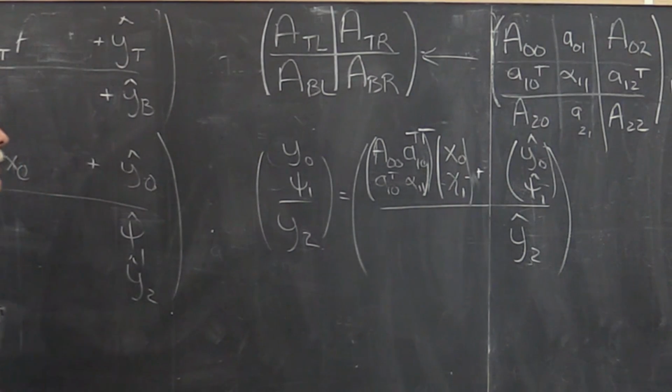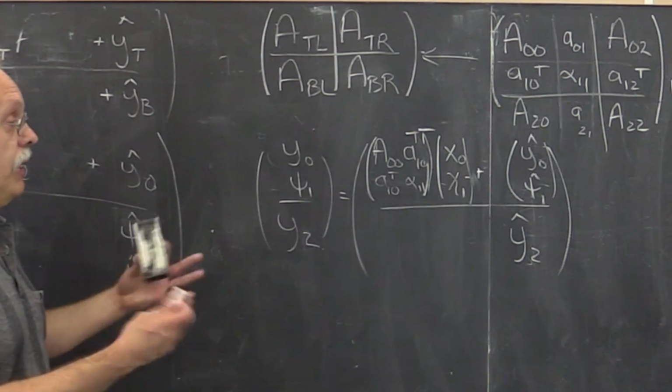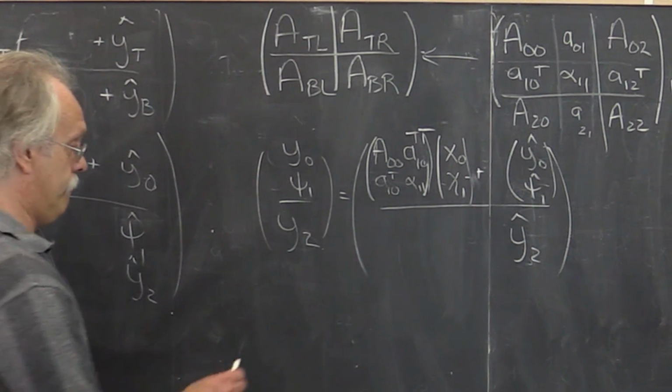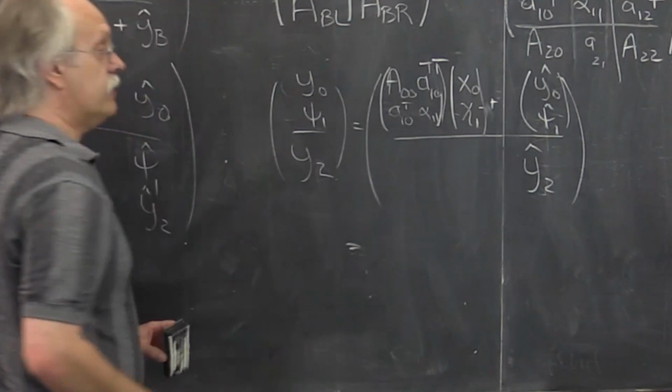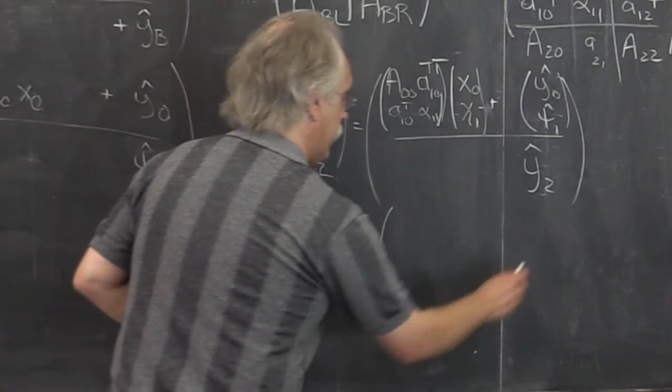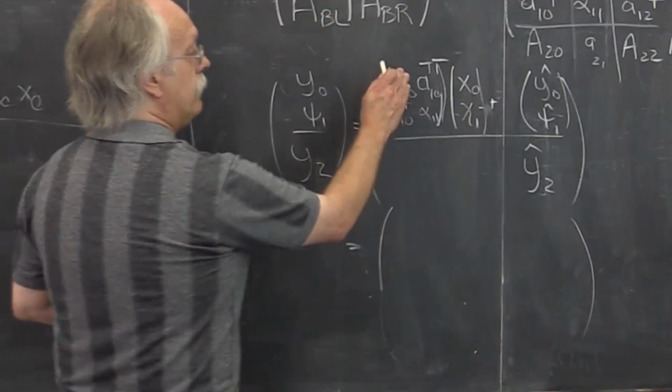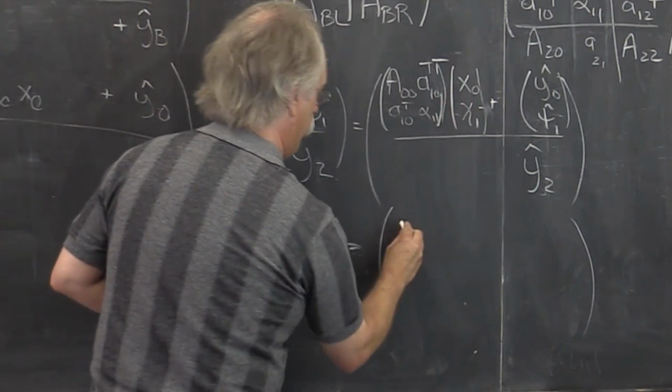Okay, now all we have to do is apply the rules of linear algebra. This is actually equal to, and now we can multiply it out. This times that plus this times that.